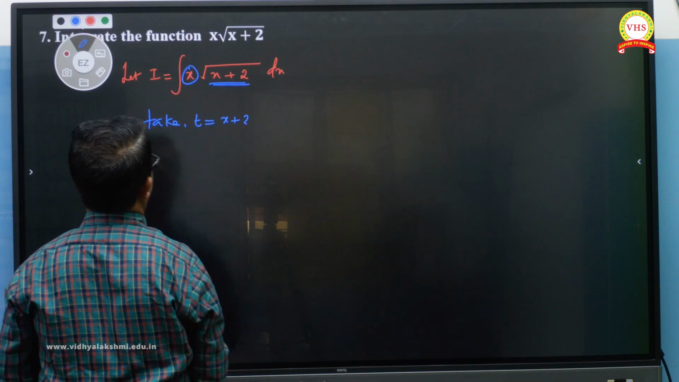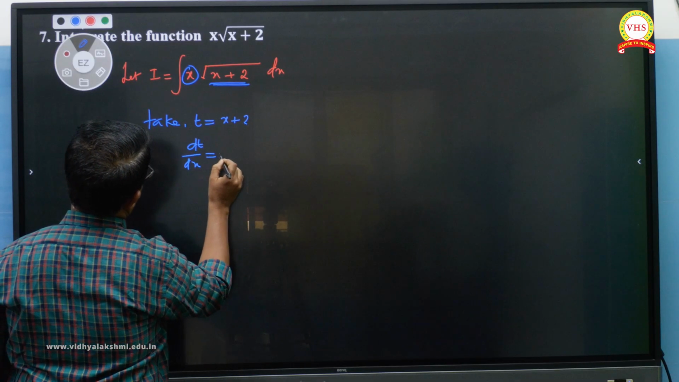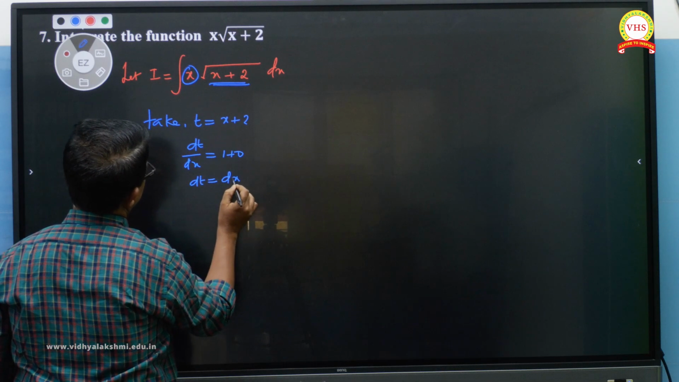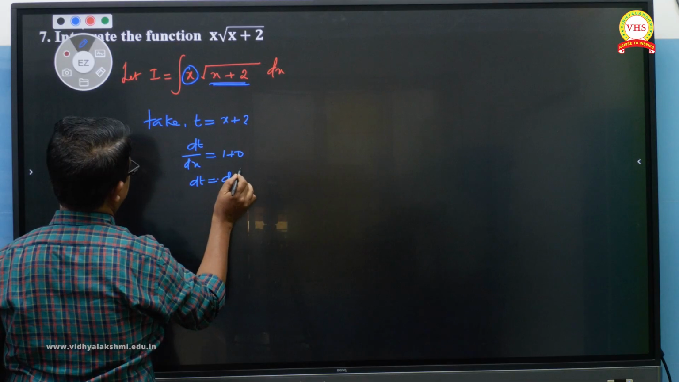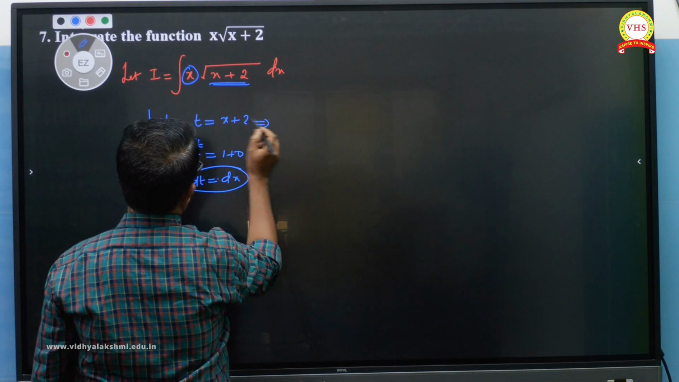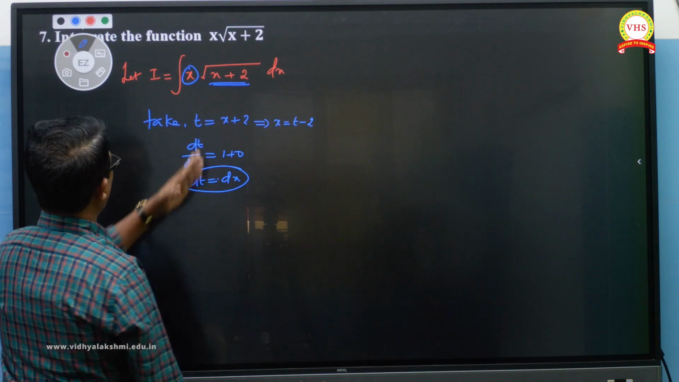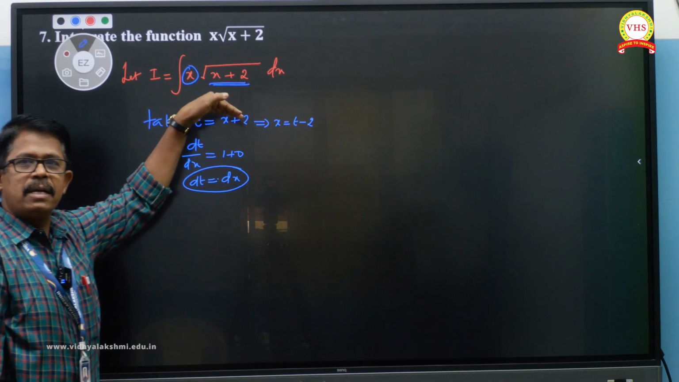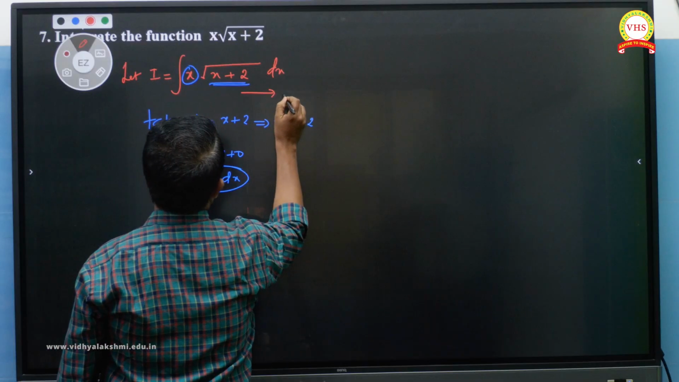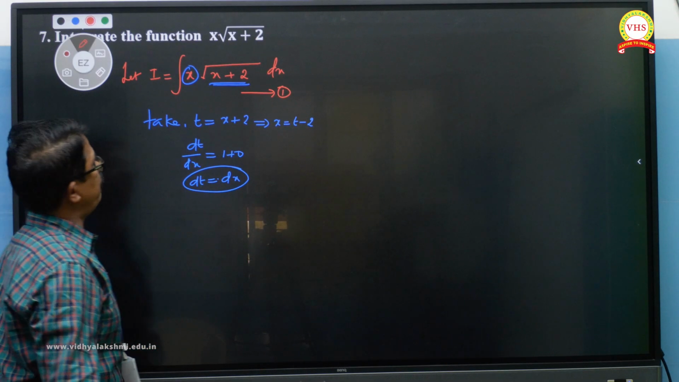Now look at this. Here also x is separate. When we differentiate dt by dx, what do we get? 1 plus 0, so dt equal to dx. But here x into dx exists, which means we have to take the x value separately. Now x equal to t minus 2. Then only the integral in terms of x becomes in terms of t.